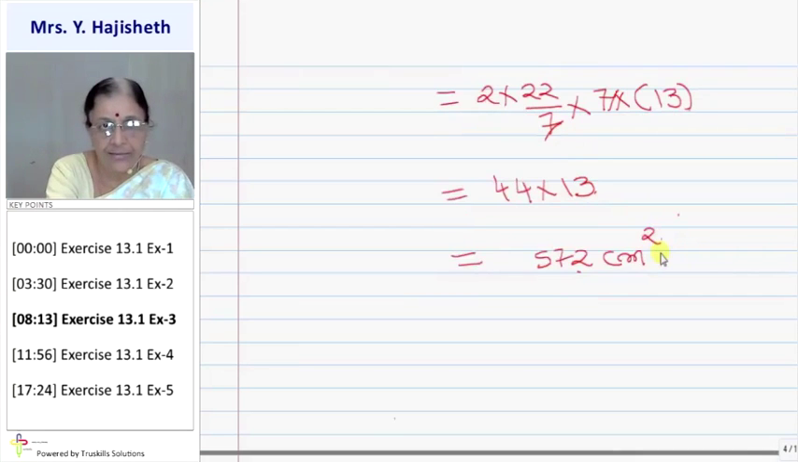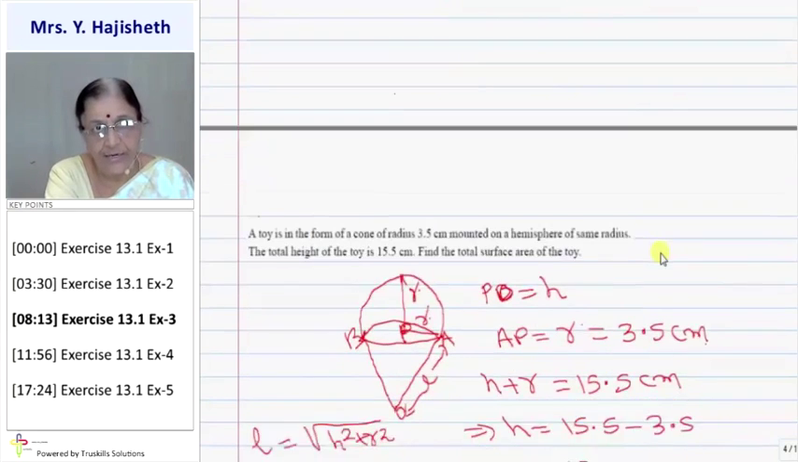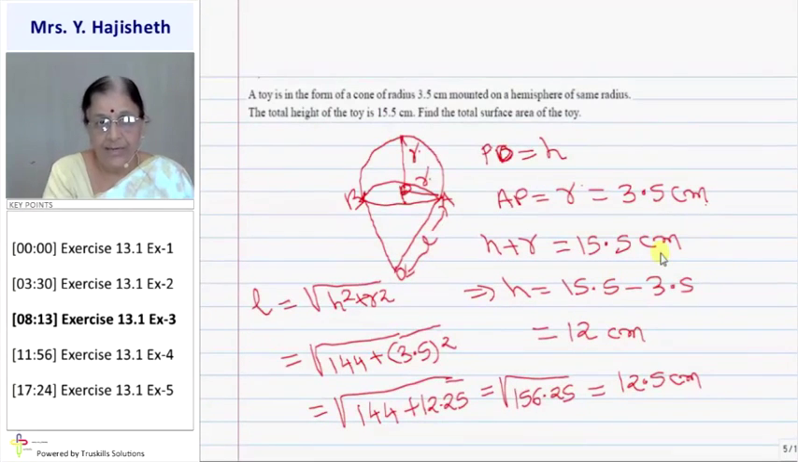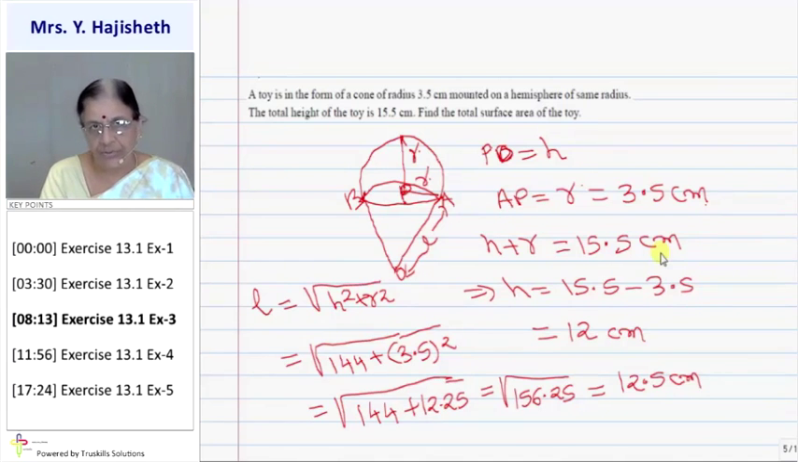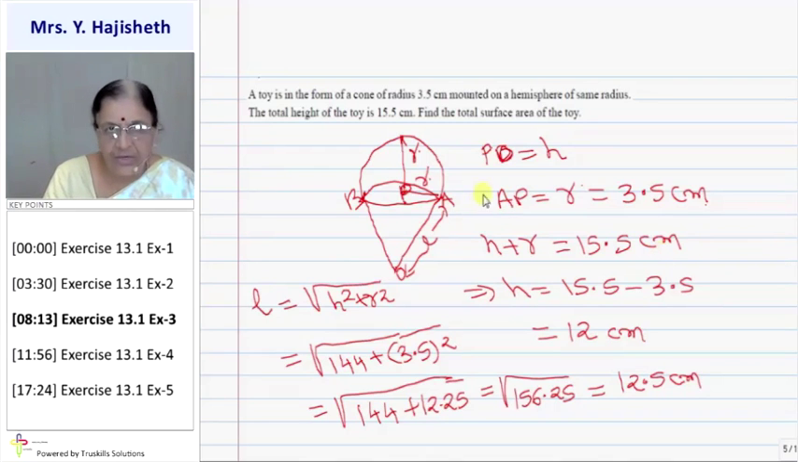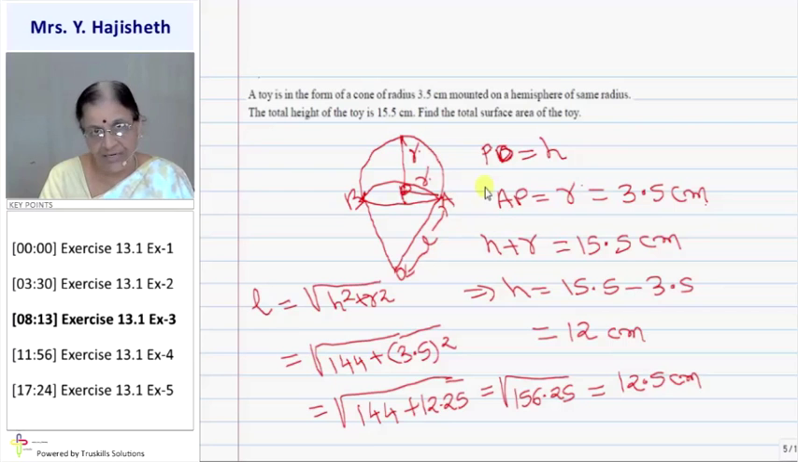Now third sum is a toy. It is in the form of a cone of radius 3.5 centimeter mounted on a hemisphere of the same radius. The total height of the toy is 15.5 centimeter. Find the total surface area of the toy. See the figure. In the figure, what is given? PD is h, AP is r, and it is 3.5 centimeter. And h plus r is 15.5 centimeter. So naturally h will be 12 centimeter.